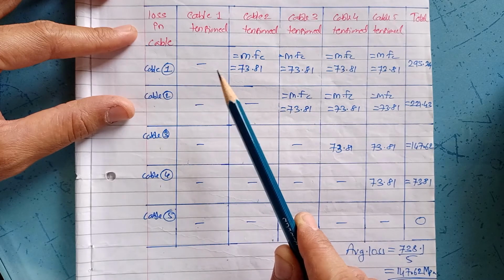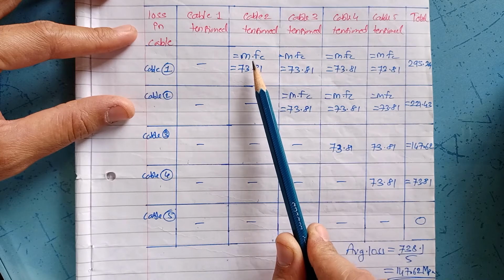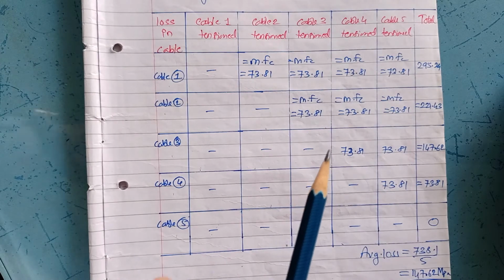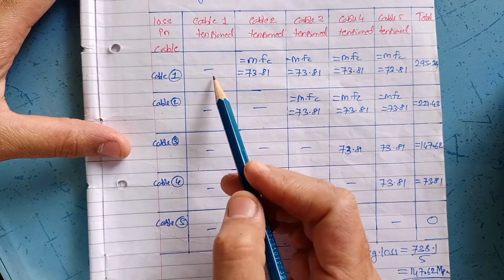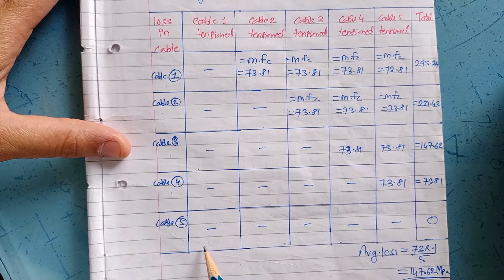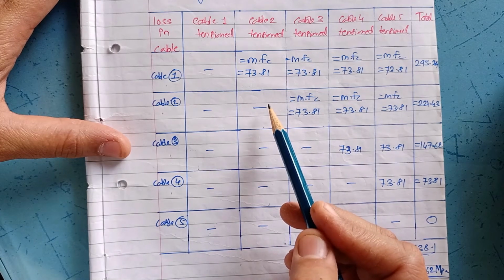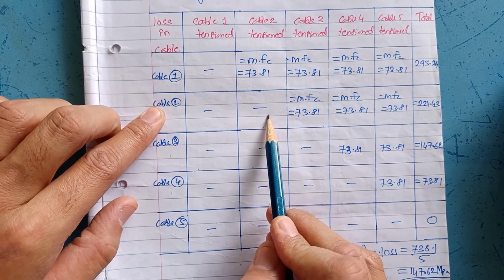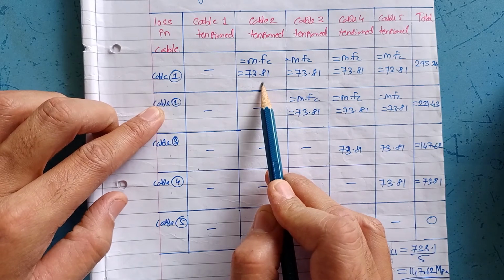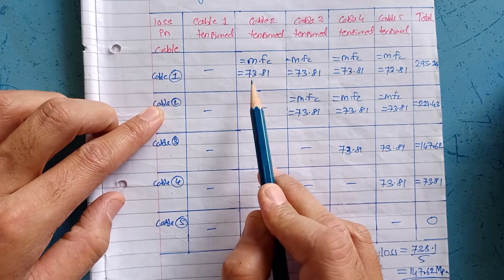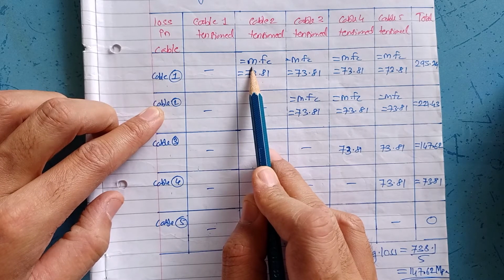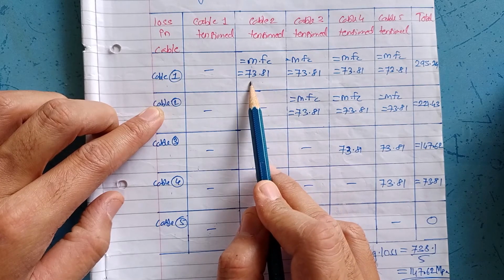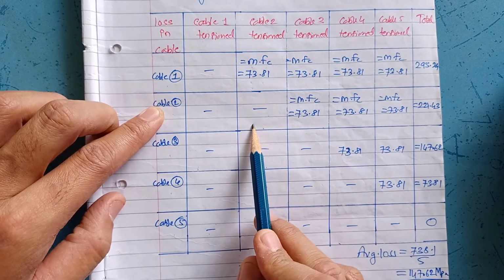Now let us calculate the loss due to elastic shortening of concrete, and the formula is m into Fc. Now when cable 1 is tensioned, there will be no losses in any of the cables. It is said that cables were tensioned sequentially, and when the second cable was tensioned, losses in the first cable will occur, and we will calculate as m into Fc. m is the modular ratio Es by Ec. Fc we have calculated as 11.62 MPa. Substituting, we will get the loss in cable 1 due to tension in cable 2.